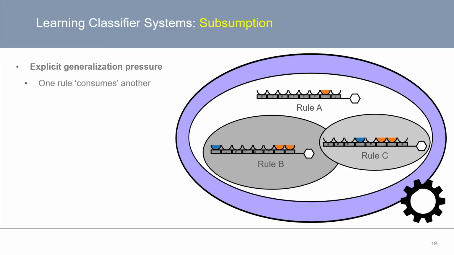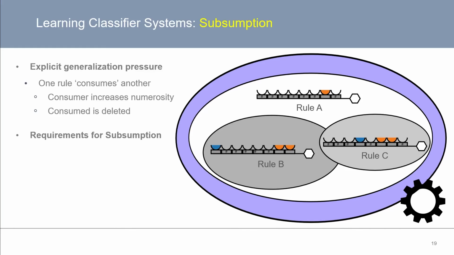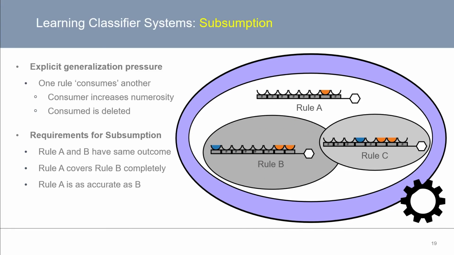With subsumption, we have an opportunity for one rule to consume another, where the consumer will increase in numerosity, and the consumed rule will be removed entirely from the population. In order for subsumption to take place, for example between rule A and rule B, both rules have to have the same outcome, which is true here. Furthermore, for A to subsume B, A must completely cover the problem space that B covers, which again is true here. And lastly, for A to subsume B, A must be just as accurate as B. What this means is that rule B specifies more features than is necessary to achieve the same accuracy.